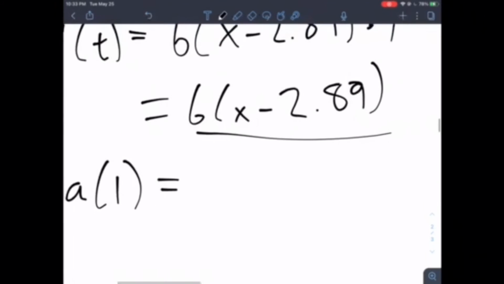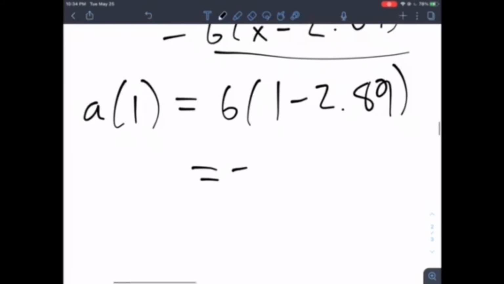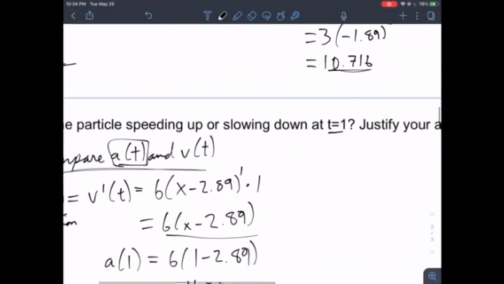So a of 1 is 6 times 1 minus 2.89. Let me change that really quickly. Yeah, there we go, 2.89. I was getting a little bit mixed up from earlier. Alright, so what we're going to do is 6 times negative 1.89, so let's plug that in, and we get negative 11.34.